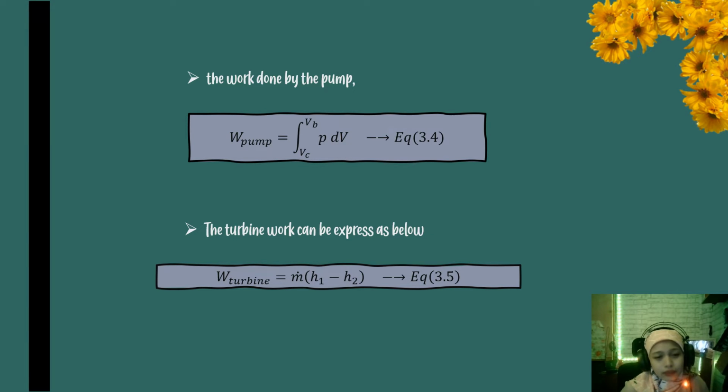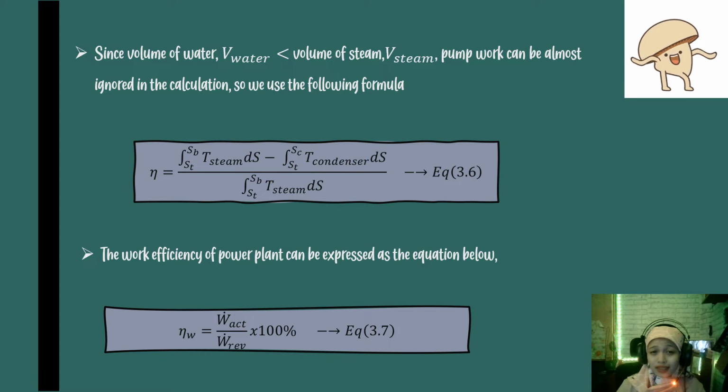Next, to calculate the turbine work, the turbine work equals the mass flow multiplied by the inlet enthalpy minus the outlet enthalpy. Then we obtain the turbine work, which is 18 kilowatts that we need the turbine to produce at normal operation. Since the volume of the water is smaller than the volume of the steam, the pump work can almost be ignored in the calculation. So we do not need to calculate the pump work.